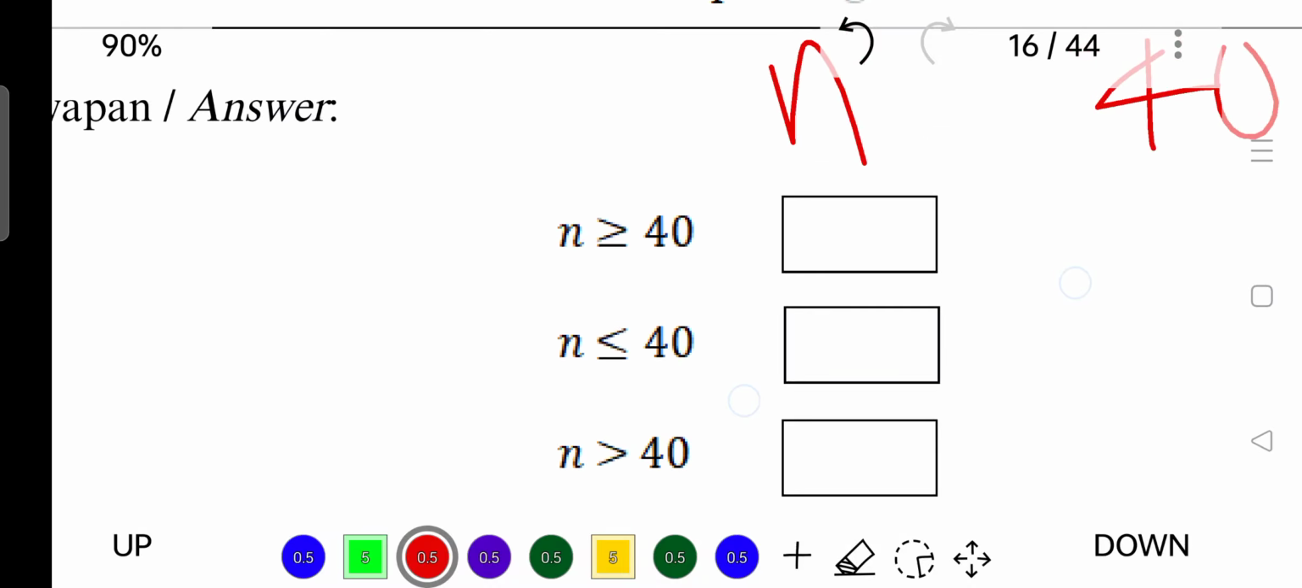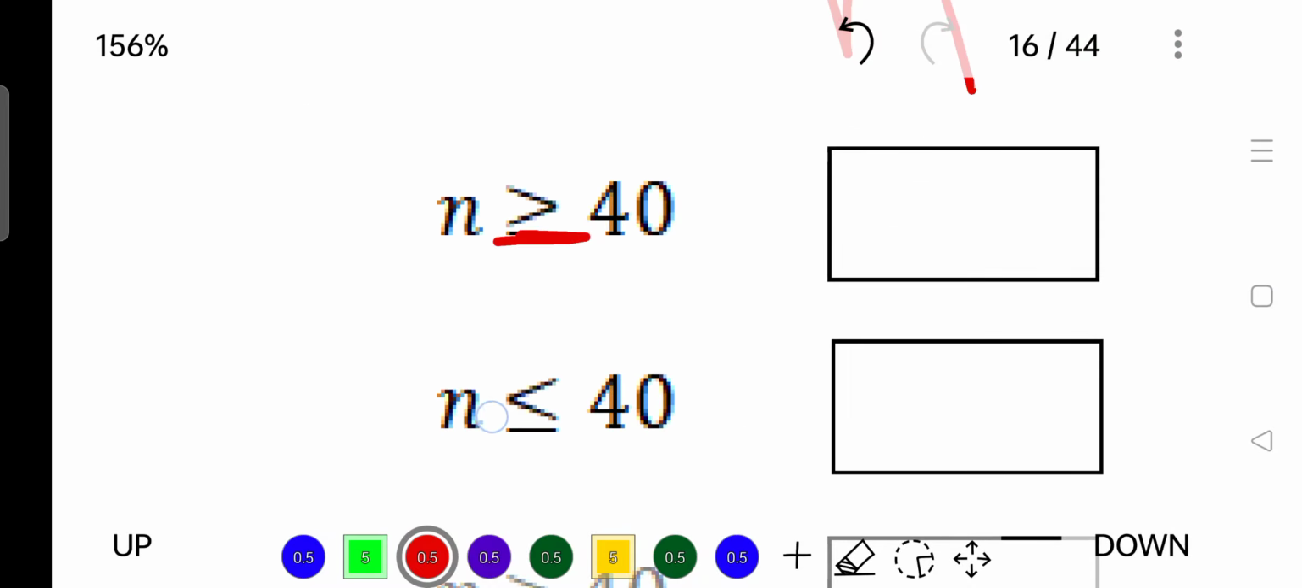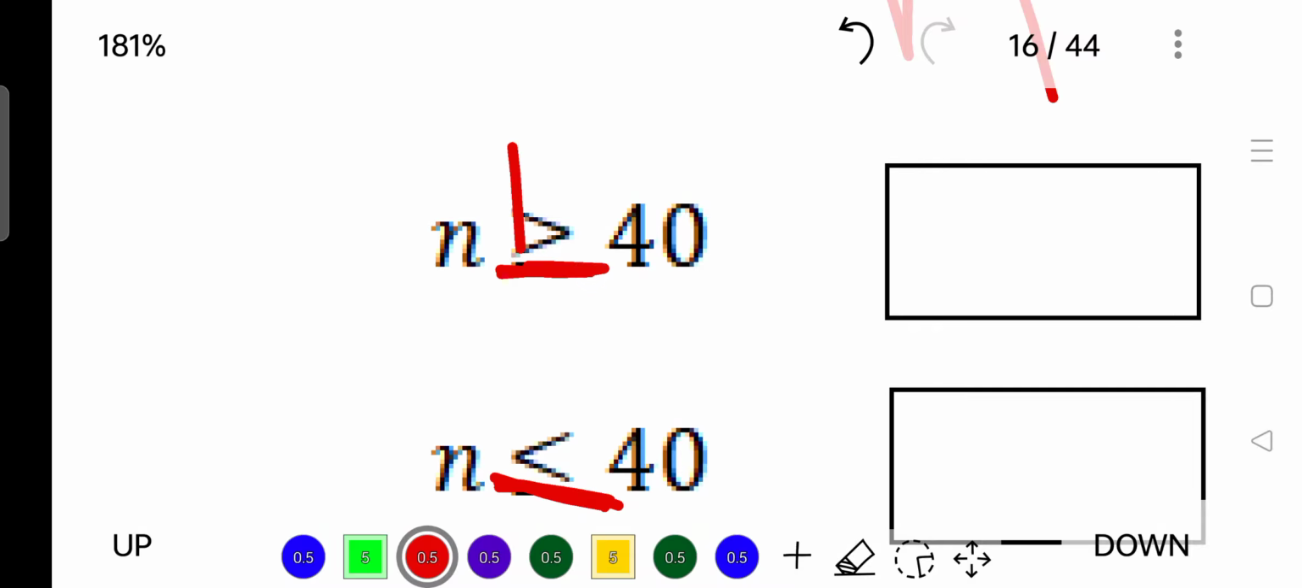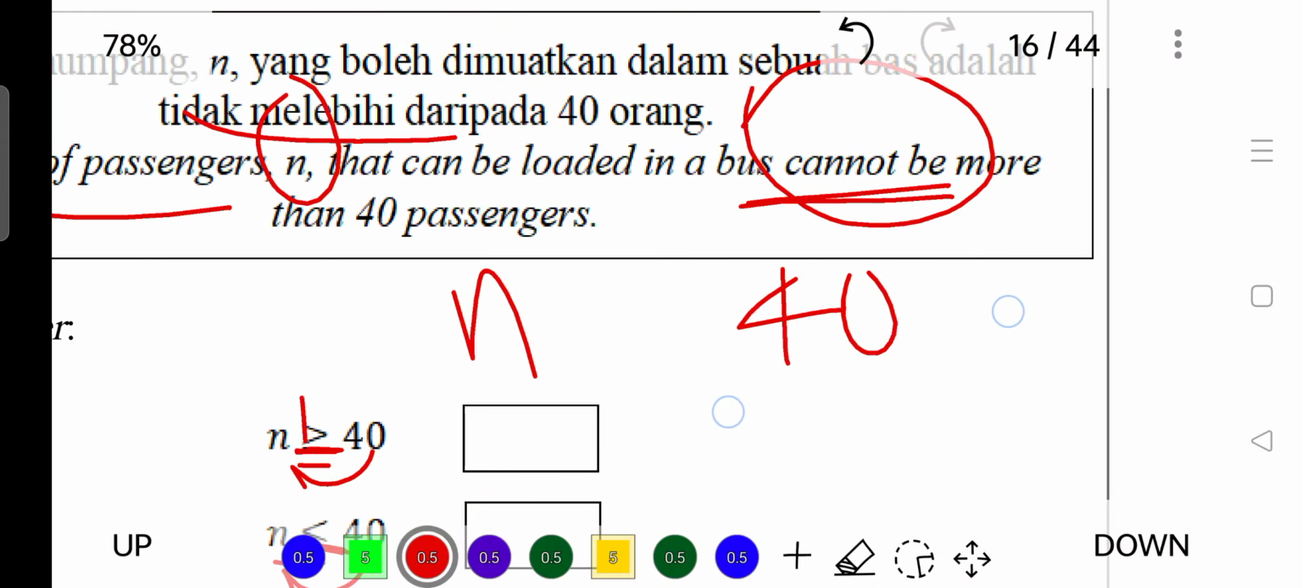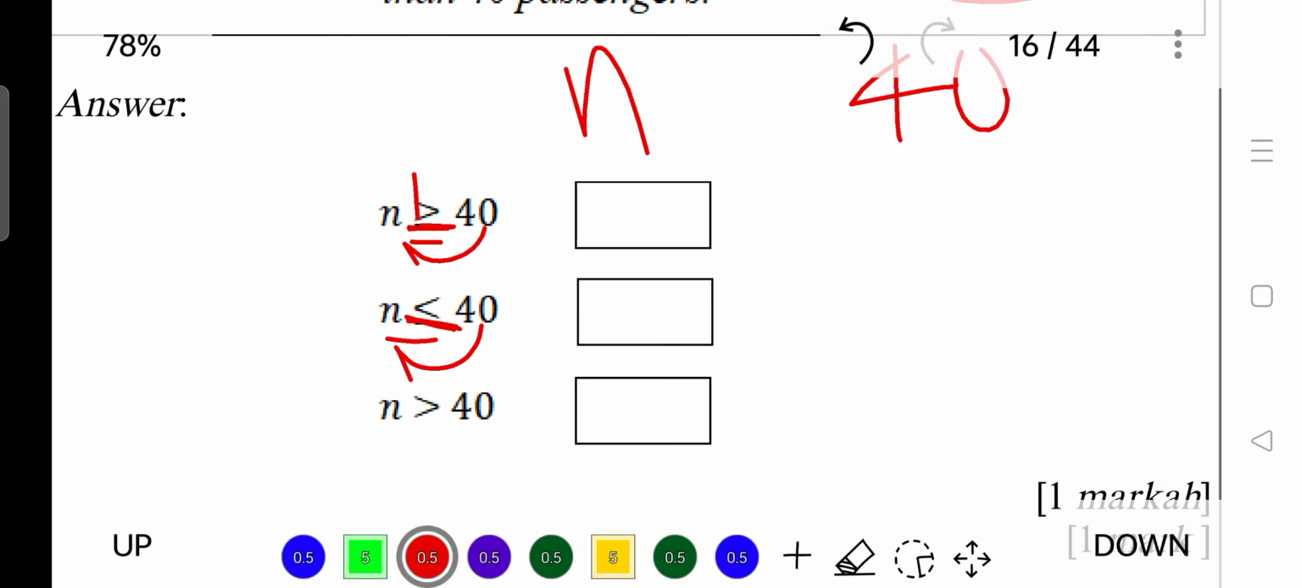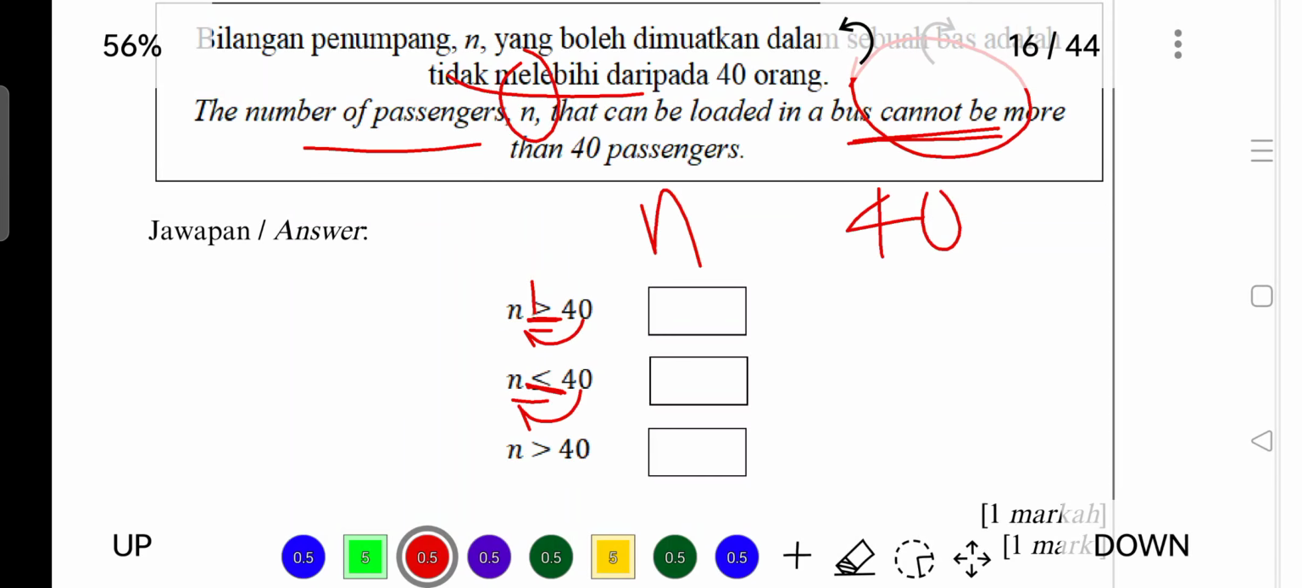Okay, can't be more. If you see there is one, this is greater or equal. Greater or equal means this 40 is included in. When they say the thing is not more than 40 passengers, so what do you think? So it is cannot be more than 40. Can't be more means must be less. Do you agree with me? Can't be more, tak boleh lebih. Maksudnya kena kurang. Can't be more means must be less. Kurang means this symbol lah.